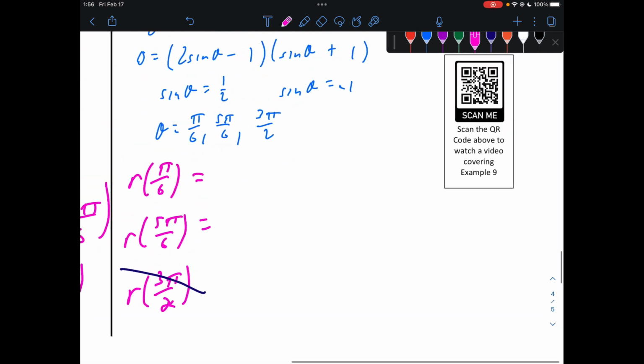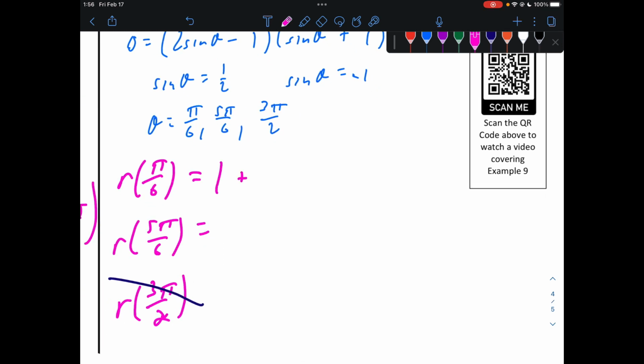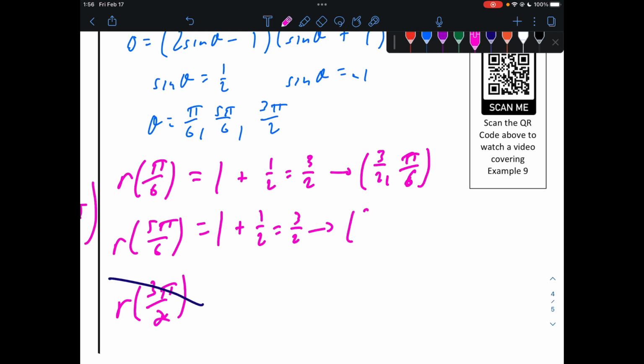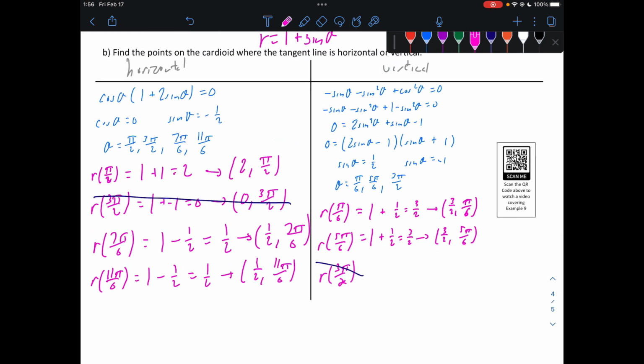So r of pi over 6 would be 1 plus sine of pi over 6. 1 plus, and the sine of pi over 6 is 1/2, so it's 3/2. So my point is 3/2 comma pi over 6. 1 plus 1/2 again, so 3/2. So 3/2 comma 5 pi over 6. And that's our 2 vertical tangent lines. So this graph would have 3 horizontal tangent lines at these points here and 2 vertical tangent lines at these points here. We can't make any conclusion about 3 pi over 2.